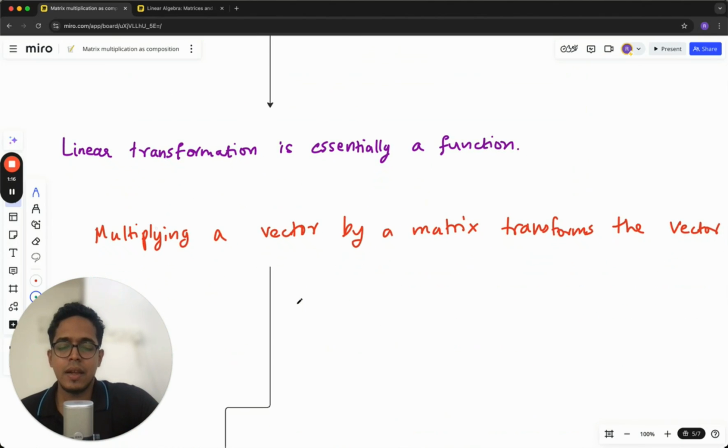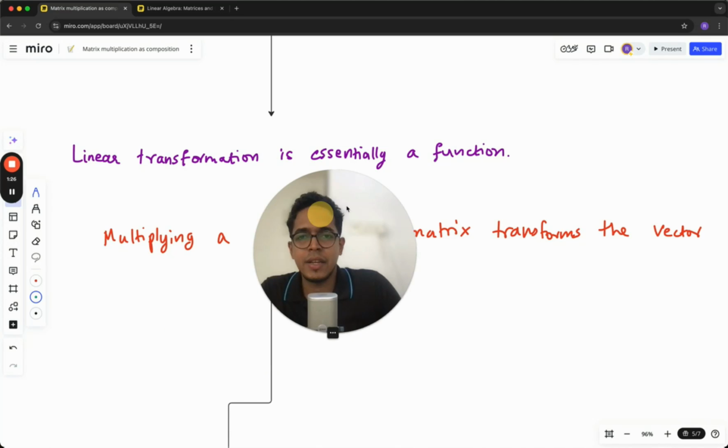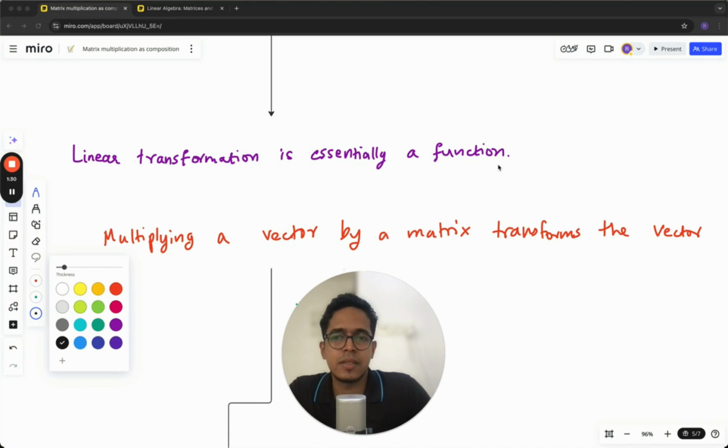As we have been mentioning in this course, linear transformation is nothing but a function. It's a function that transforms a vector v into another vector v prime, let's say. And how do we express this linear transformation? Linear transformation can be expressed in the form of a matrix.